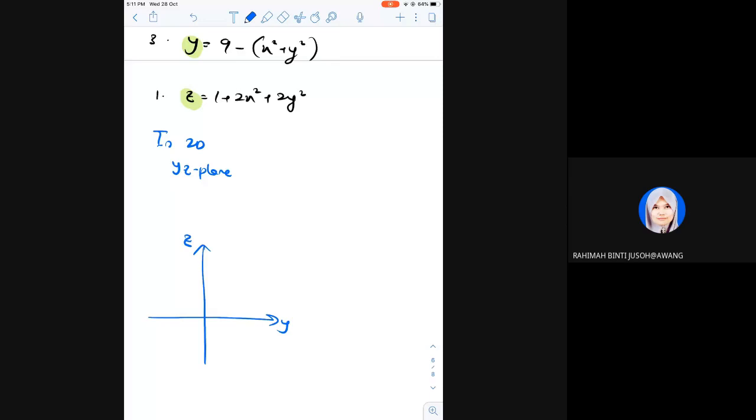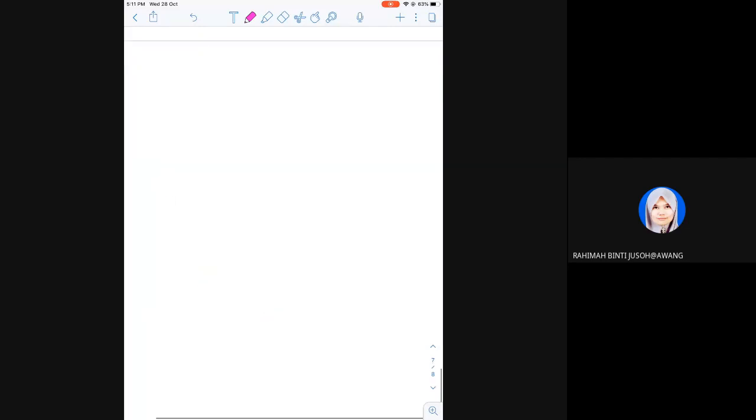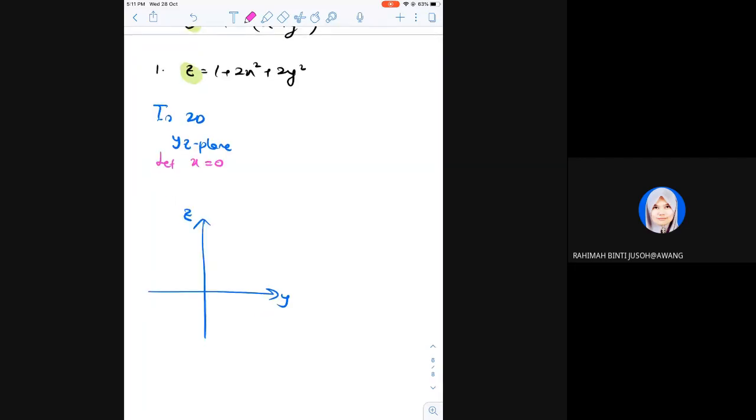Okay, so in 2D YZ plane, apa yang kosong? We let X equals to 0, right? So your equation would be Z equals to 1 plus 2Y squared. Alright, so nak sketch graph in 2D, Z equals to 1 plus 2Y squared. The subject now is Z, so Z is the vertical axis.